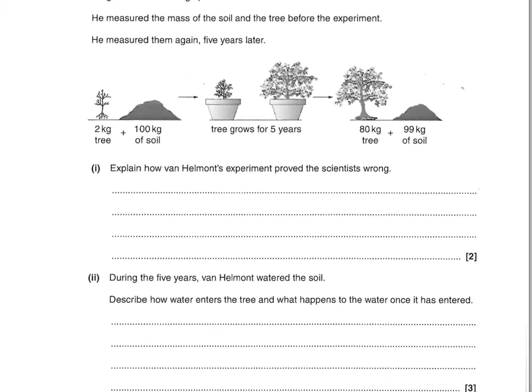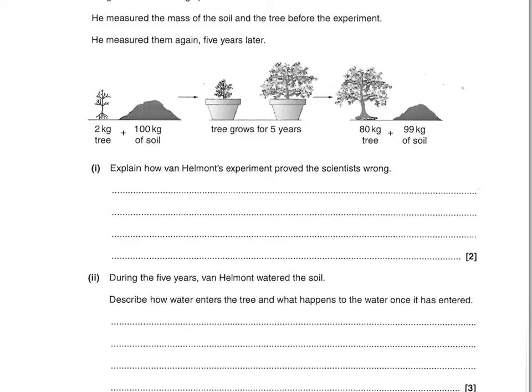And you can see that you've got a 2 kilogram tree added to 100 kilograms of soil, and then you let the tree grow for 5 years, and you've got 80 kilograms of tree and 99 kilograms of soil left over. And it says, explain how Van Helmont's experiment proved the scientists wrong. So this is the idea that you started off with 102 kilograms of substance and you finished with 179 kilograms of substance. So some of the mass must have come from elsewhere.